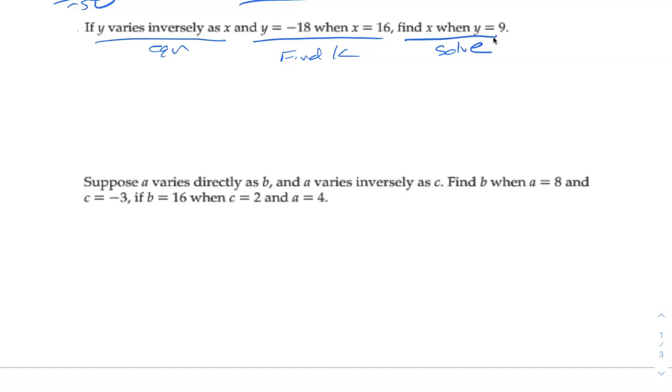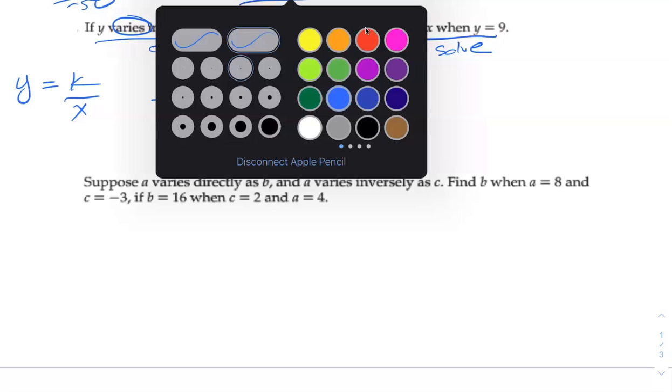All right, so let's find the equation first. Y varies inversely as x. So y equals k, because it varies, and then inversely, so x is on the bottom. So that's my equation. Now what did they tell me? Y equals -18 when x is 16. So plug that in: y is -18, k over x when x is 16. So I have to solve for k. Let's cross multiply here.